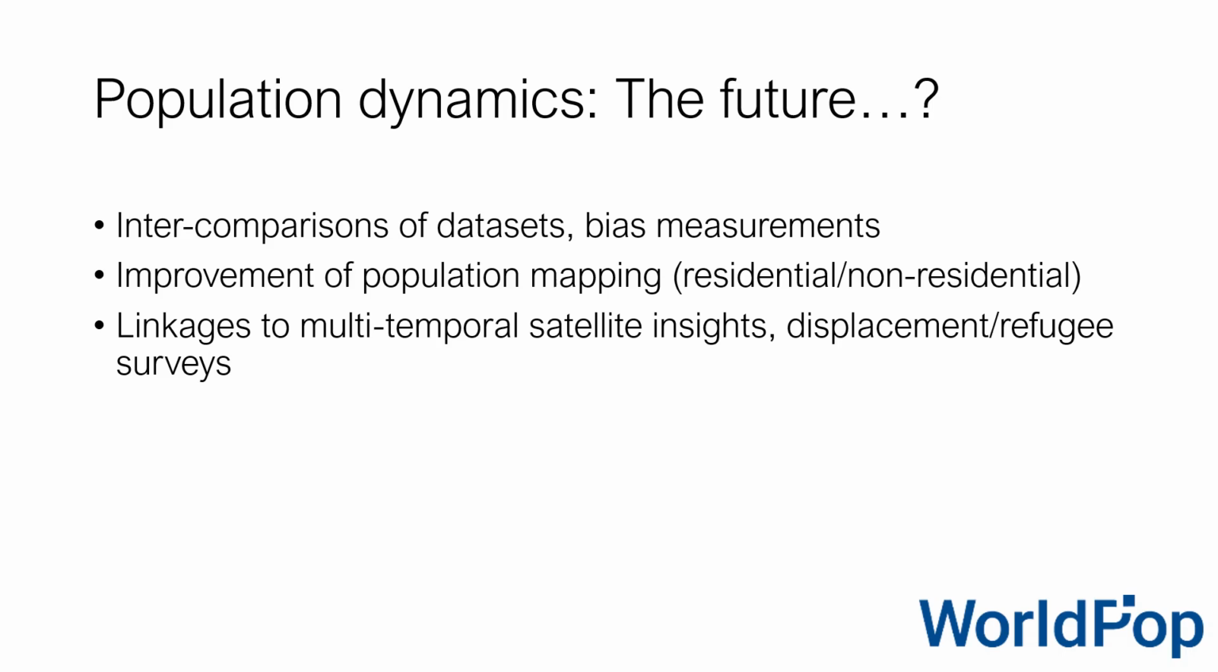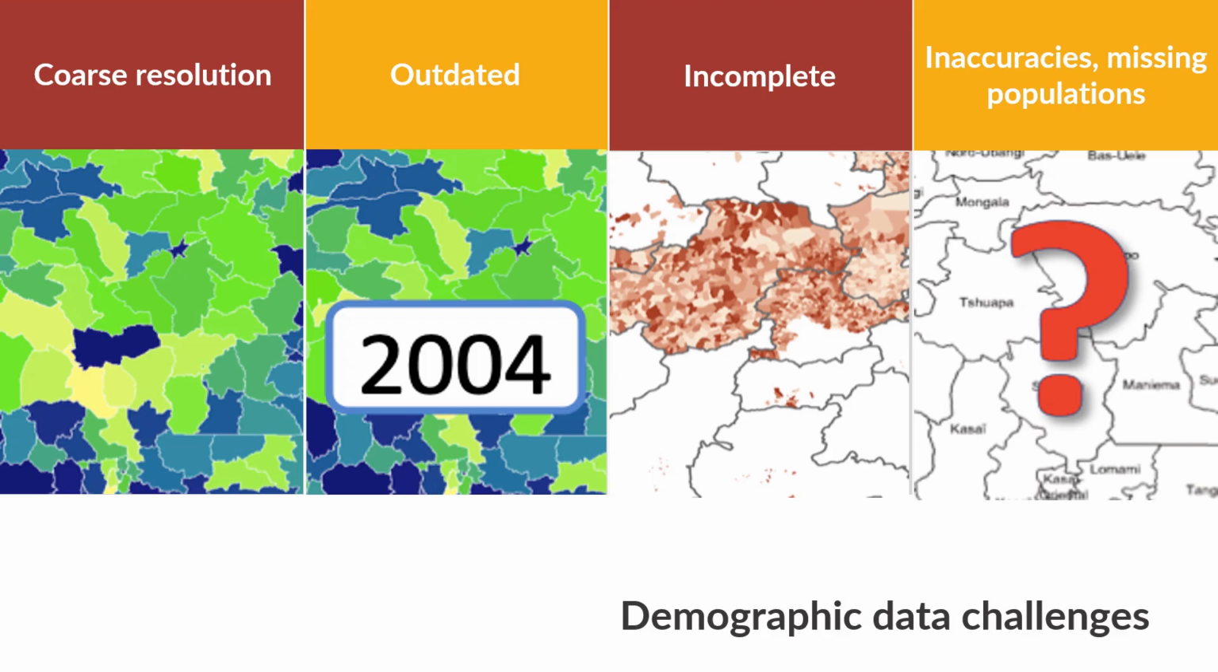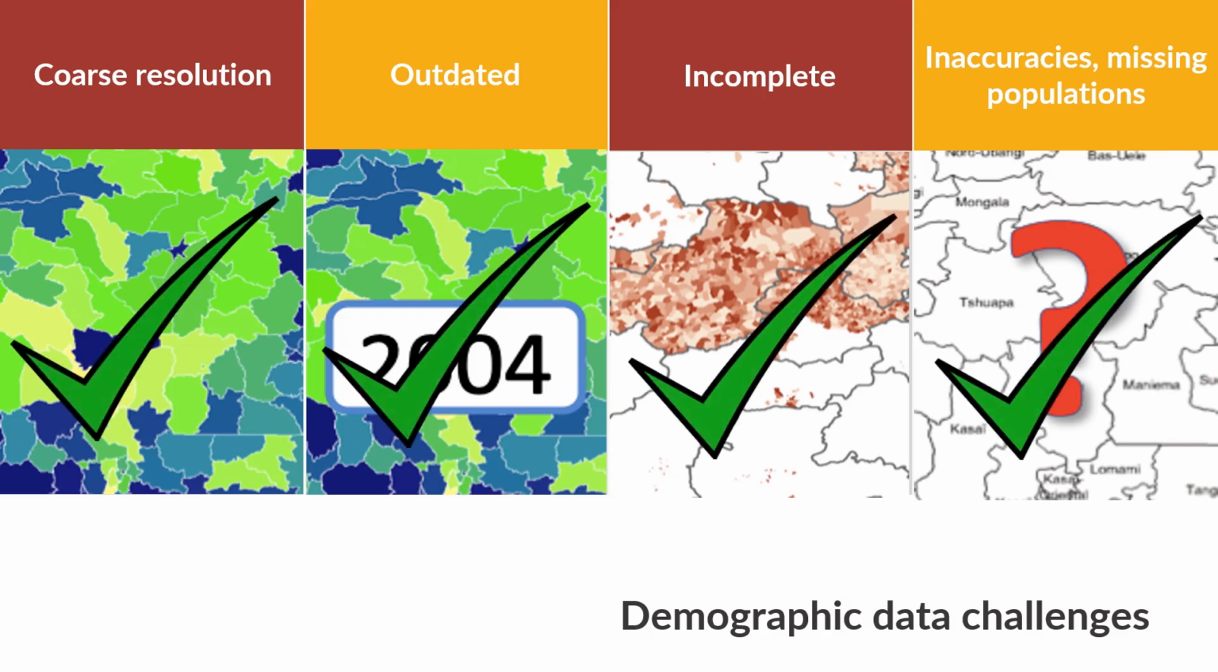So I'm finishing up here. Just again, the future things of population dynamics that we're trying to look at is all about really intercomparison of data sets. We know they're incredibly biased. We're just looking at phones moving around. So the more comparisons we do, the better. The ability of these data sets to help with the population mapping, identify perhaps where people are at night and more residential areas, and the linkages with the satellite insights. Maybe we can identify different types of displacements, locations. So hopefully I've shown that there are some ways, they may not be perfect, but to fill in these gaps of course resolution, outdated, incomplete data.